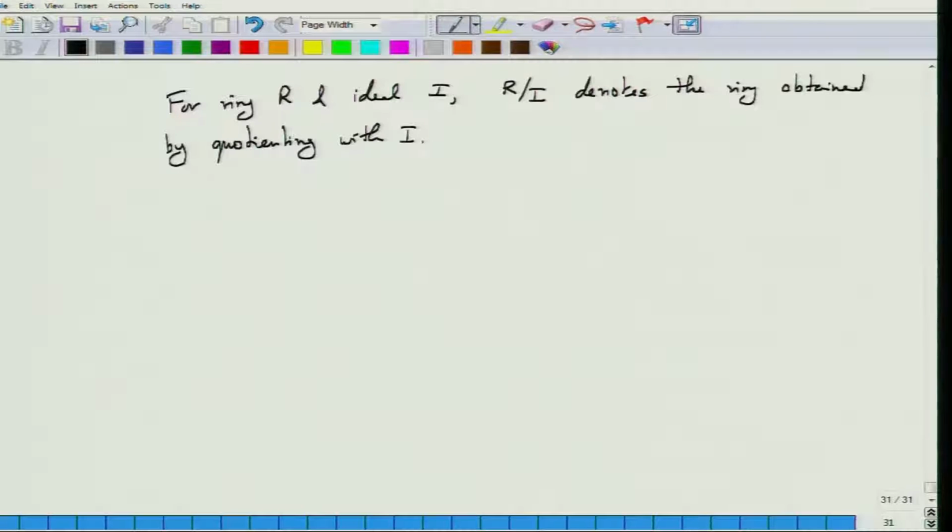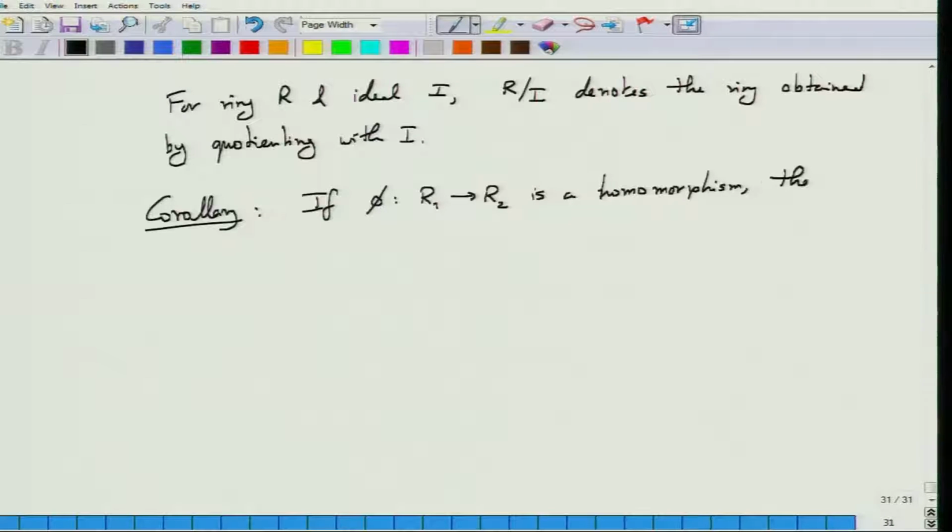R/I will represent that ring, and then it follows essentially as a corollary that if phi from R1 to R2 is a homomorphism, then if you look at the range of phi, which is all the elements in R2 that elements of R1 are mapped to under phi, that is also a ring.